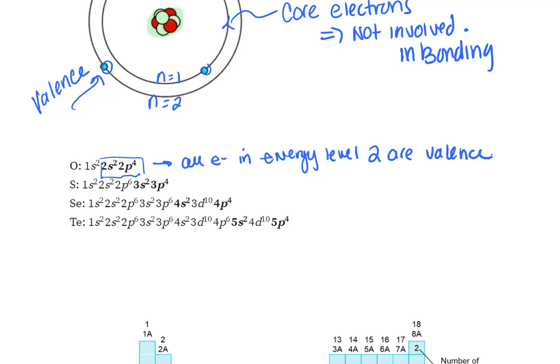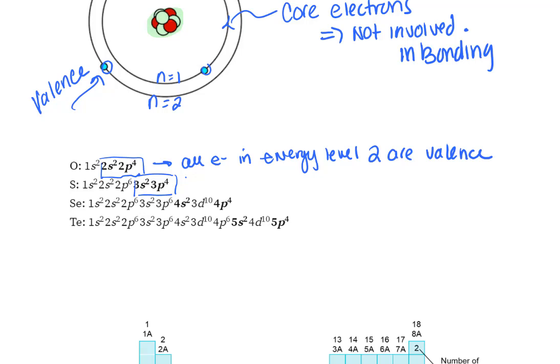Remember, what we're searching for is the electrons that are furthest away from the nucleus. The electrons that are furthest away from the nucleus, in this case, are in energy level 2. Those electrons are subdivided into the s orbital and the p orbitals, but they're still in energy level 2, so they count as valence. The same idea is going to hold here for sulfur. These ones in bold in energy level 3 are going to be your valence electrons.